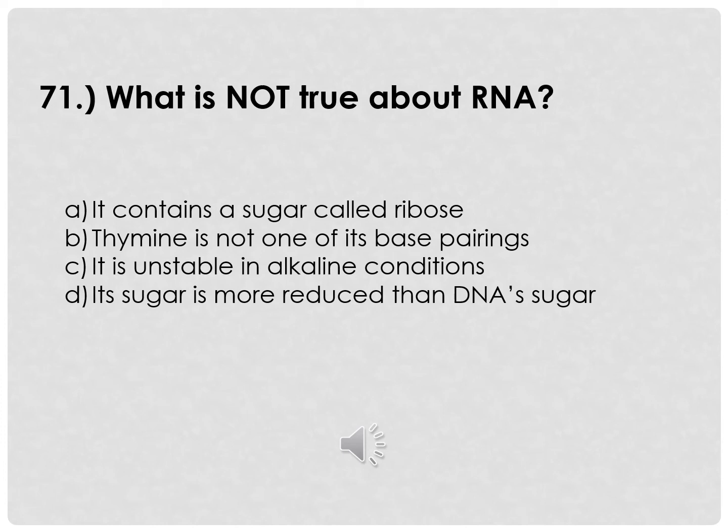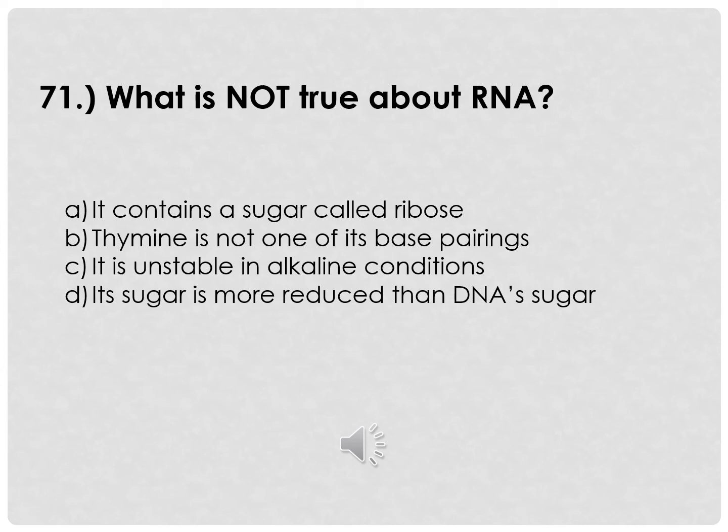Letter B says thymine is not one of its base pairings. So RNA has 4 base pairings. They are A, U, C, and G. T is not one of those base pairings. So this is a true statement, and letter B cannot be the answer. So you're left with C, it is unstable in alkaline conditions, or D, its sugar is more reduced than DNA's sugar.